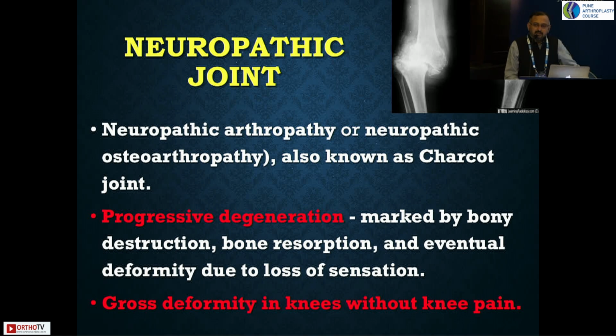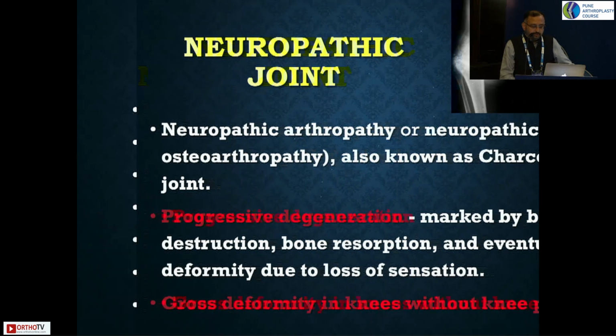So what's a neuropathic joint? It's a Charcot's arthropathy, which is presented by a progressive degeneration and marked bony destruction with extensive resorption of bone in the periarticular region. Eventually the patients will have very minimal pain or no pain. The only pain will be because of instability. So gross deformities in the knee without knee pain is, most of the time, a neuropathic joint.